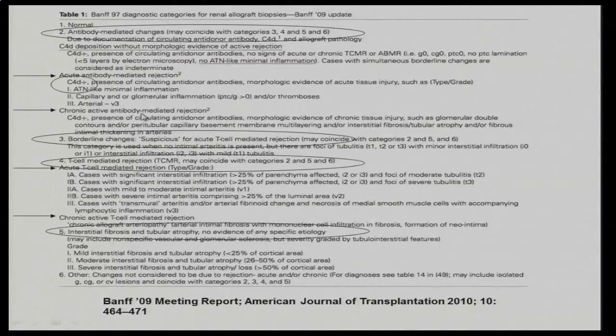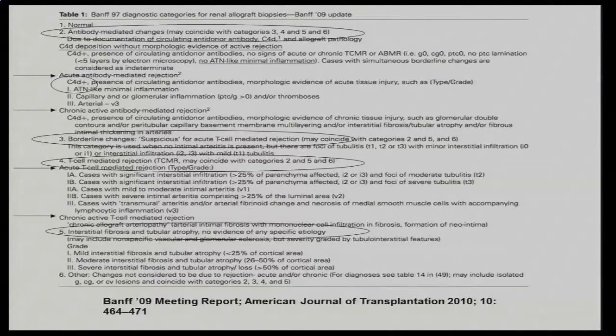Not that you need to know the details of it, but there are hallmarks of that, and the hallmarks of antibody-mediated rejection is peritubular capillaritis. Then there is both acute and chronic antibody-mediated rejection. Then there's borderline rejection, and then there's acute T-cell mediated rejection. Again, emphasising the point that our therapies target these organs.